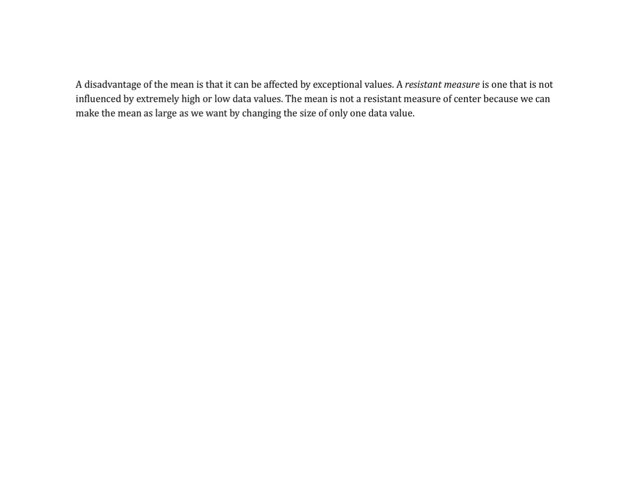A disadvantage of the mean is that it can be affected by exceptional values. Exceptional values are called outliers. Outliers are numbers that are much higher or much lower than the other data values in the set. A resistant measure is one that is not influenced by extremely high or low data values. The mean is not a resistant measure of center because we can make the mean as large as we want by changing the size of only one data value.